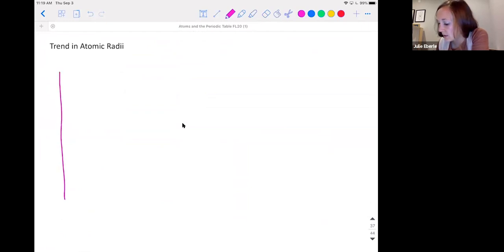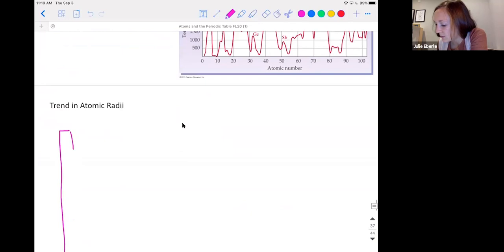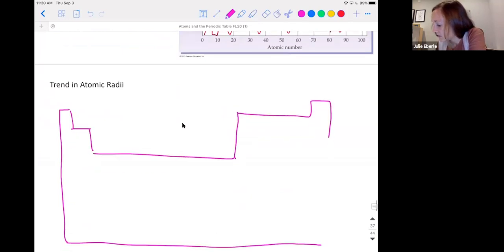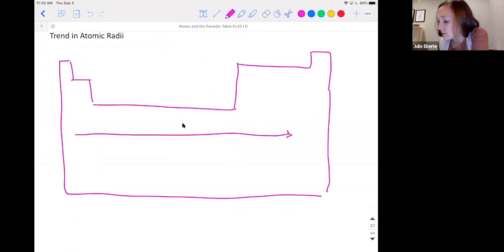Here is my periodic table. I gotta make it perfect. I don't have to make it perfect. Okay, there's a periodic table. So as you go across from left to right, I want you to know the trend. Atomic radius decreases. Okay.